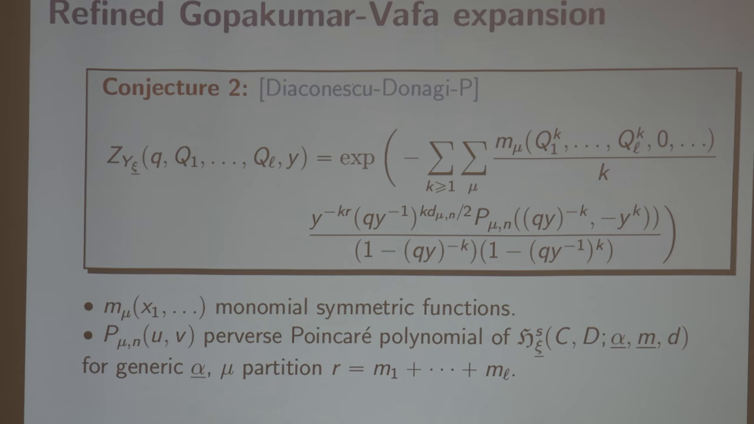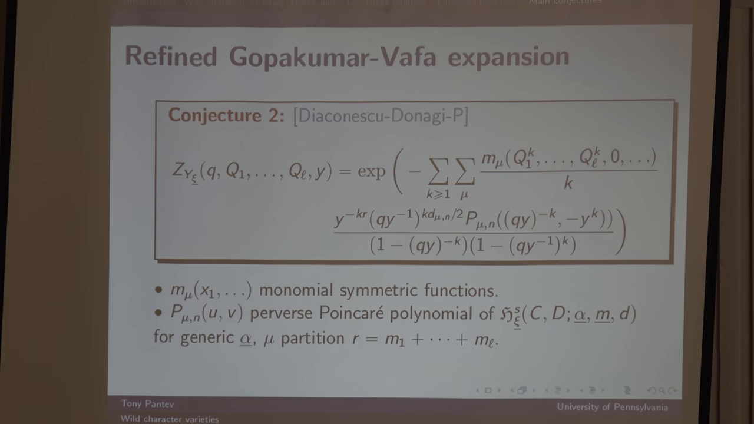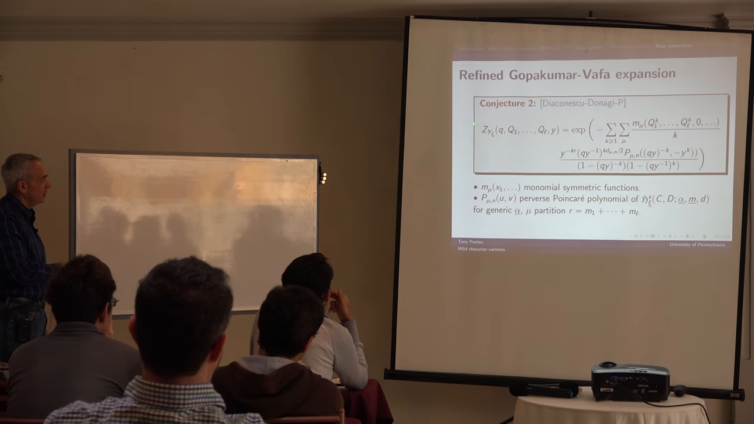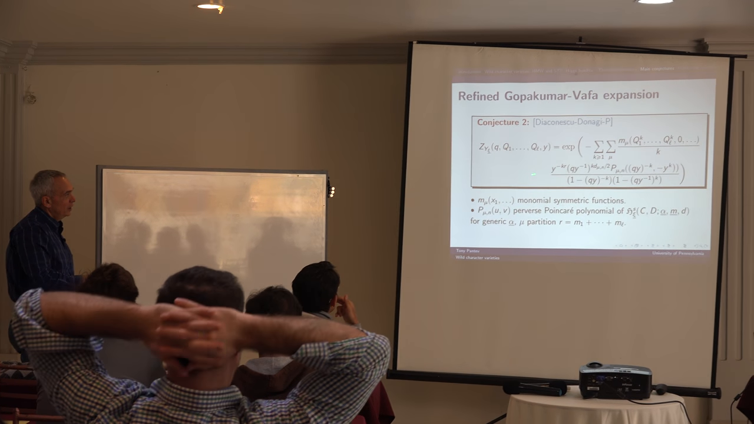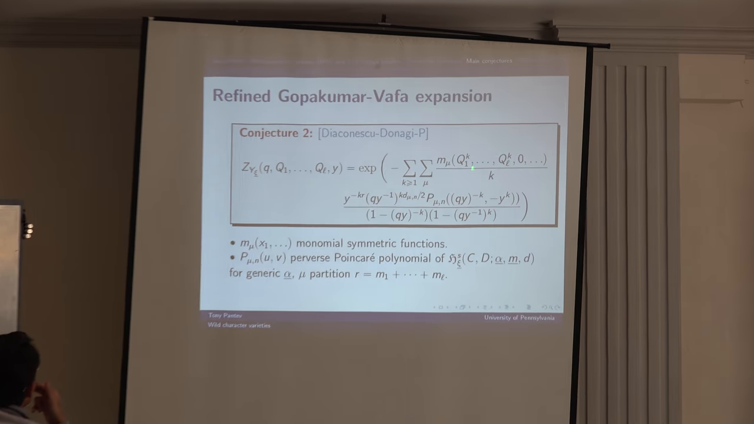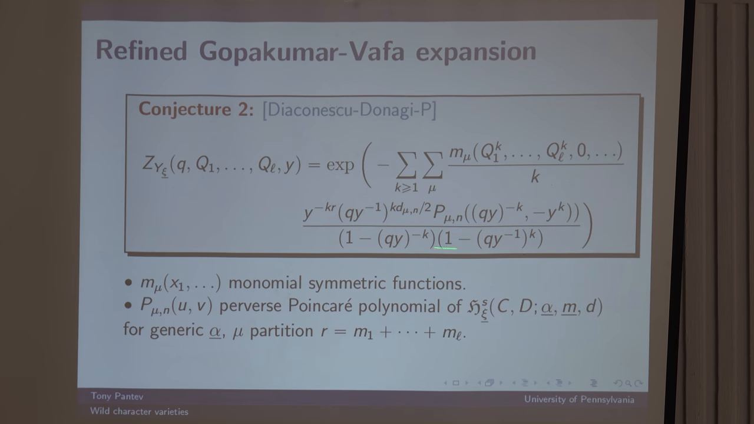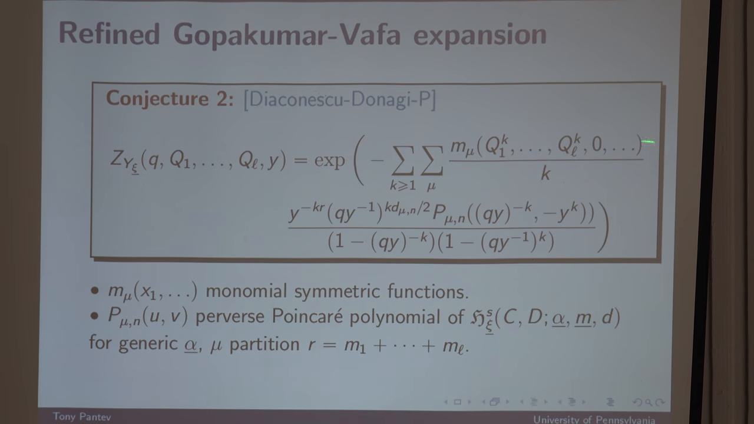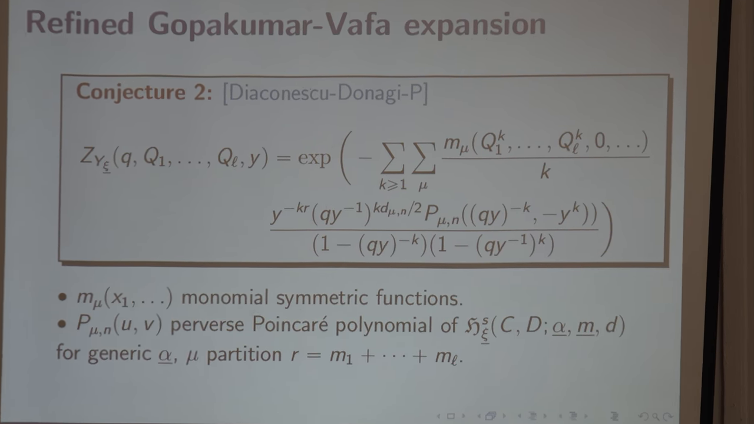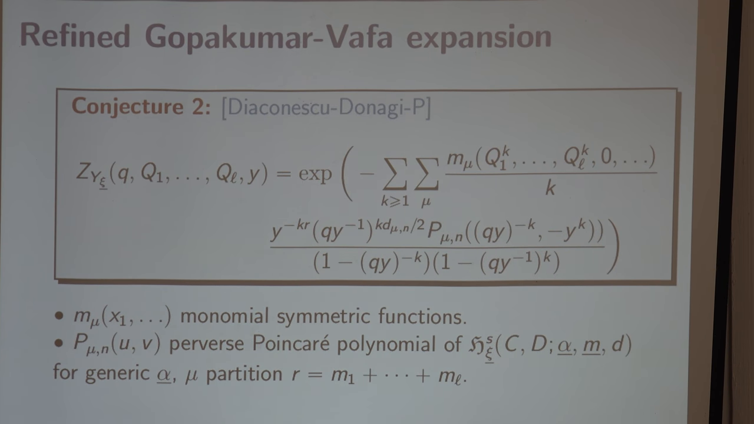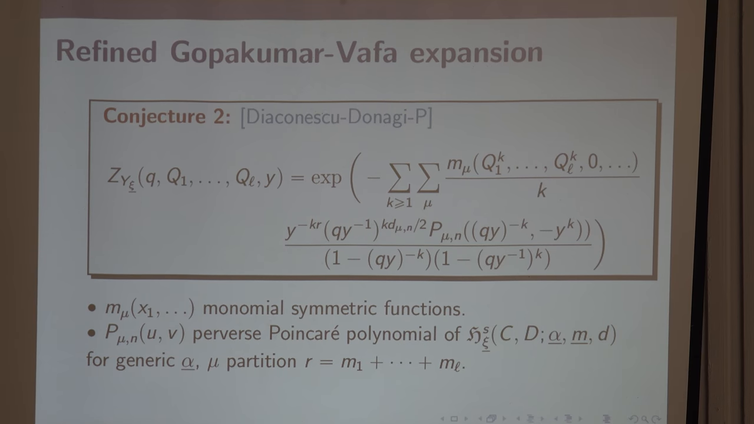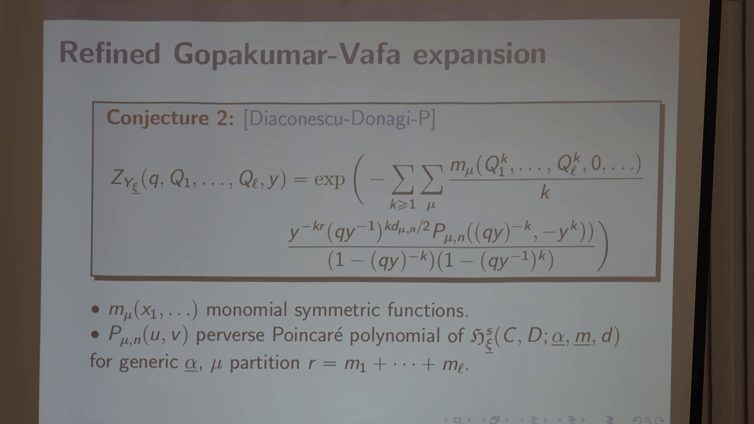And then when you go back and unpack everything, this is what you get. You get that this partition function is the expansion of a series whose coefficients are monomials, some normalizing factors, and then exactly the perverse Poincaré polynomials of the moduli of Higgs bundles that you wanted, which are, by the way, equal by the P equals W conjecture to the mixed Poincaré polynomials of the character variety. So this is the conjecture.